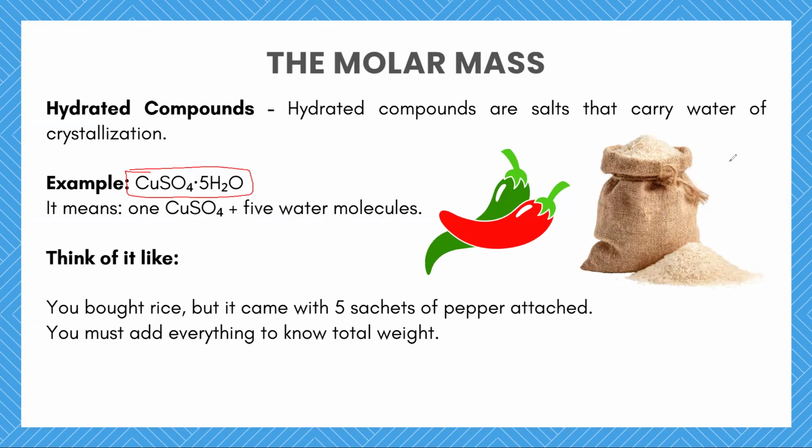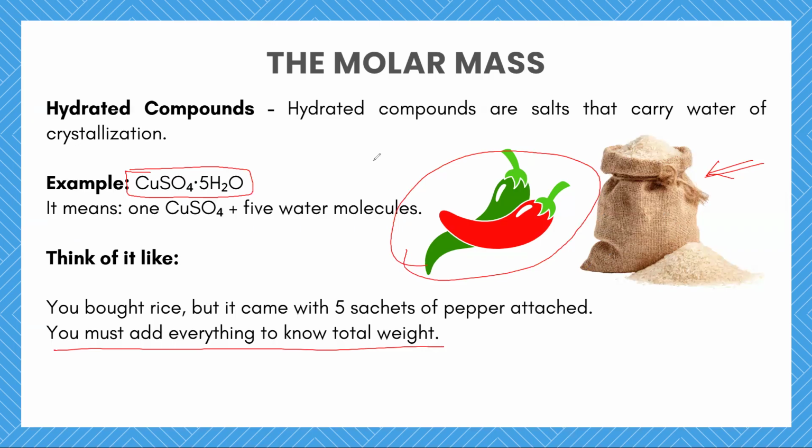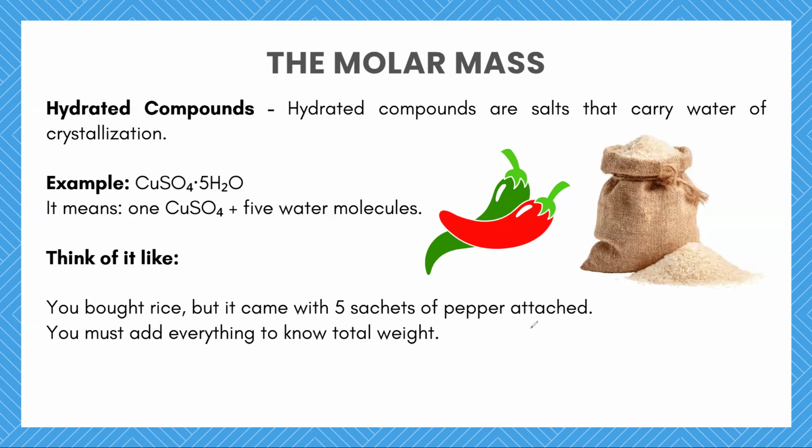Let's say you bought a bag of rice. Over here, we have a picture of a bag of rice, and it came with 5 sachets of pepper that are attached. And I ask you, what will be the mass of everything you bought? You will just simply add everything together. The mass of the pepper and the mass of the rice, you add everything together to give me the total mass. The same thing applies to this hydrated compound over here. To find the molar mass, you simply get the molar mass of this compound, get the molar mass of this compound, and you add everything together.